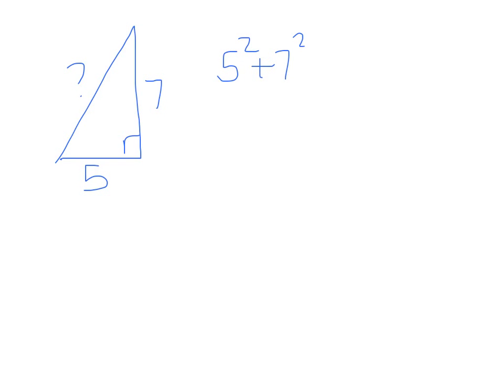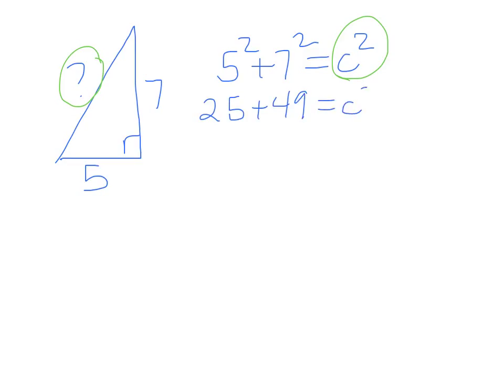Okay, so now let's work a couple examples. If I have a right triangle, and I say this side is 5 and this is 7, what's the hypotenuse? I'm going to say 5 squared plus 7 squared equals C squared. The hypotenuse is what we're looking for, so that's C squared. So 25 plus 49 is C squared. If I add those up, I get 74 equals C squared. So C is equal to the square root of 74. The square root of 74 cannot really be reduced.